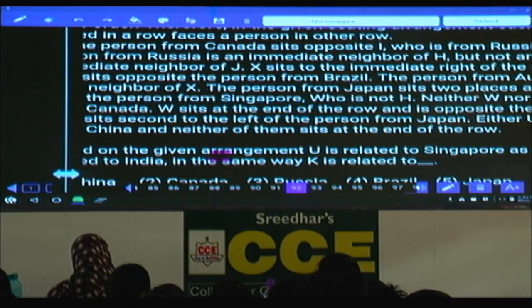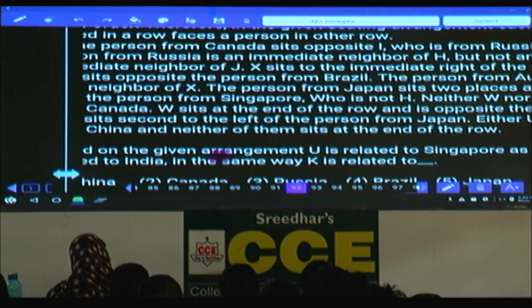Now this is about 94 to 98. All these 5 questions are based on a single input, hence you have to write down all the steps separately rather than trying to work this out straight away. Okay? 94 to 98. Then 99 and 100.